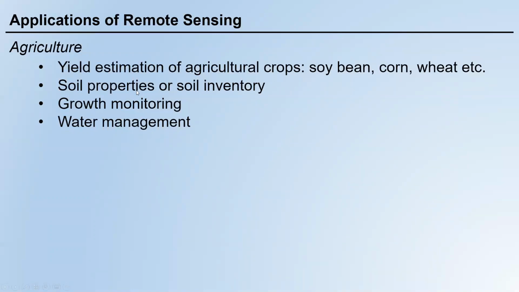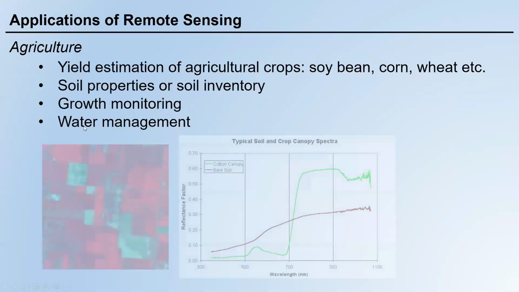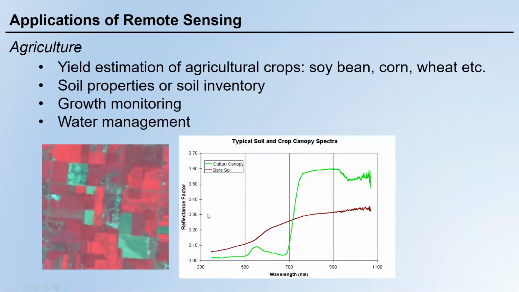Okay, soil properties or soil inventory. This is also very important for agriculture. Right, growth monitoring of crops. If they are doing well, if they are not doing well, and there are health issues, so we can address them. Okay, water management. And here is a very easy classification for agriculture.